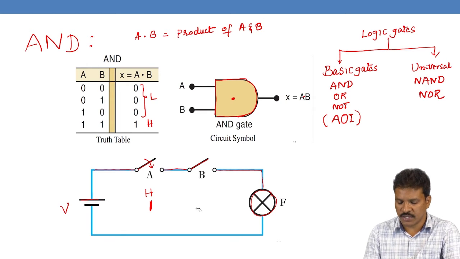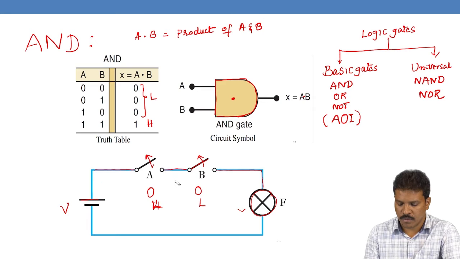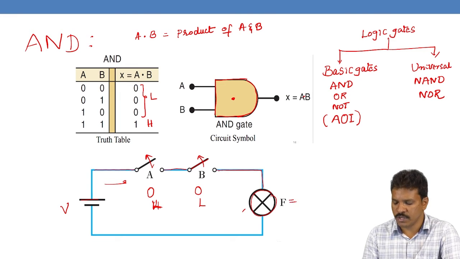So, according to this notation, if you assume that both A and B are open circuited, both inputs are low. When both inputs are open circuit, no current flows in the network and passes through the bulb or output. Open circuit, no current flow in the output. So, output F is equal to 0.